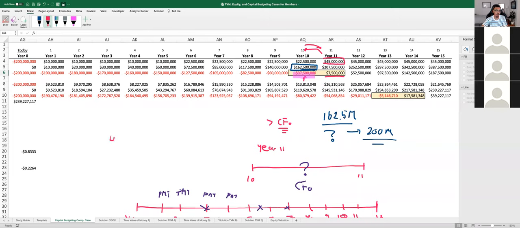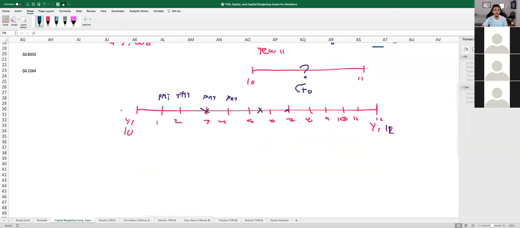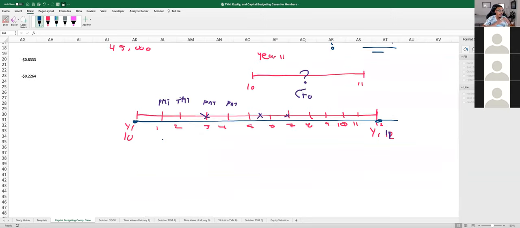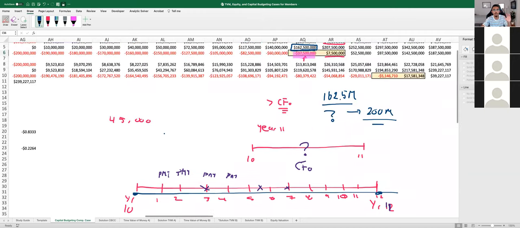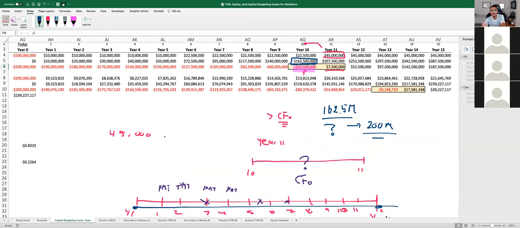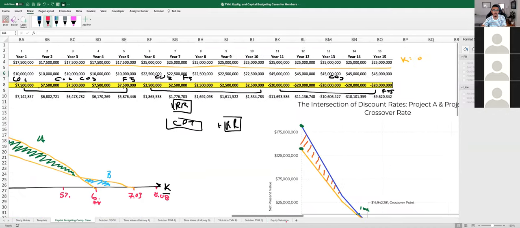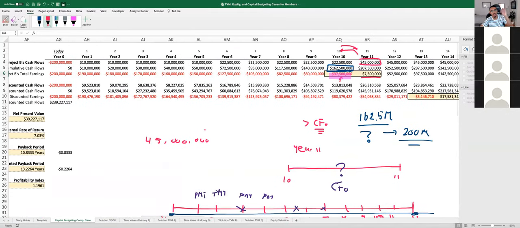Yeah, it is. Okay. So we know we're making $45 million across all of year 11. So what does that mean? That means from the beginning of the year all the way to the end, that's how much money we're making. You can divide it per month, per week, per day. We're not going to do all that. But we're going to assume that's how much money you made across the entire year. So $45 million is the total amount of money you made within that year.